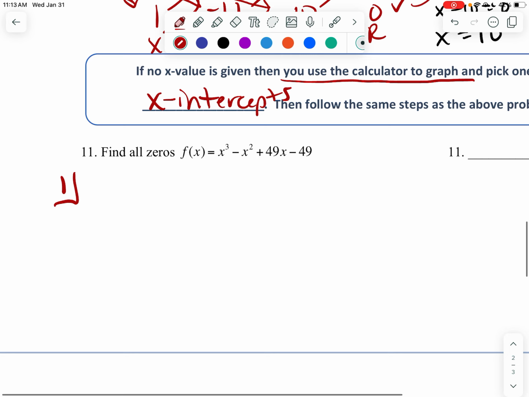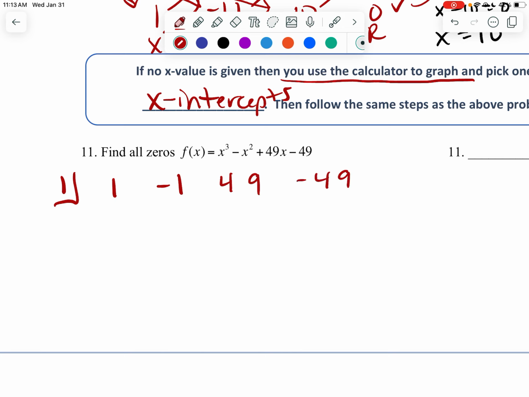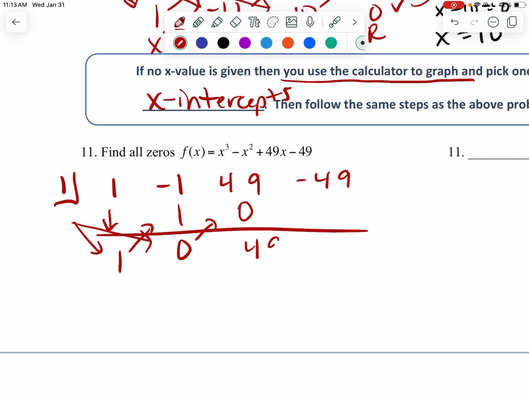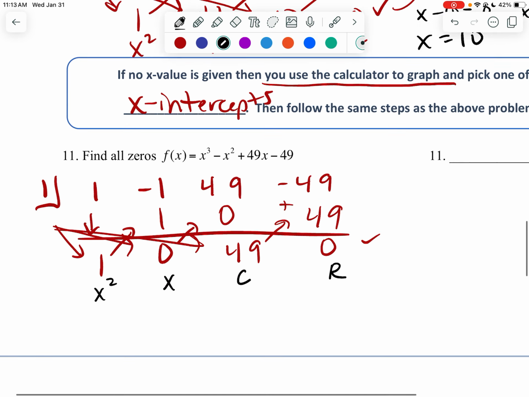Now we're going to do the same thing we did before. So I have 1, negative 1. Don't forget that negative 49, negative 49. Do synthetic division. Again, remember, if I go too fast, you have the power to pause me. Should get a remainder of 0, which we do. All right, now this one. Again, I'm going to start x squared, x, constant, remainder.